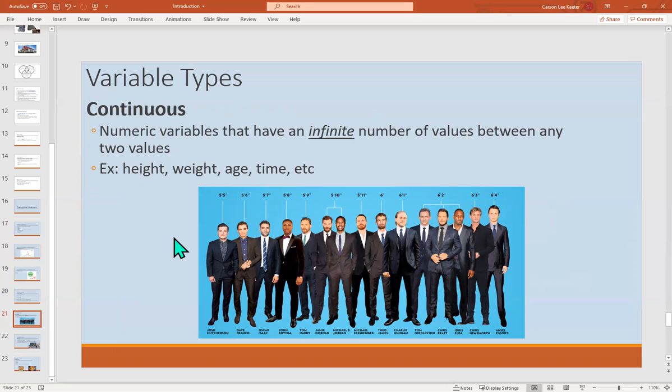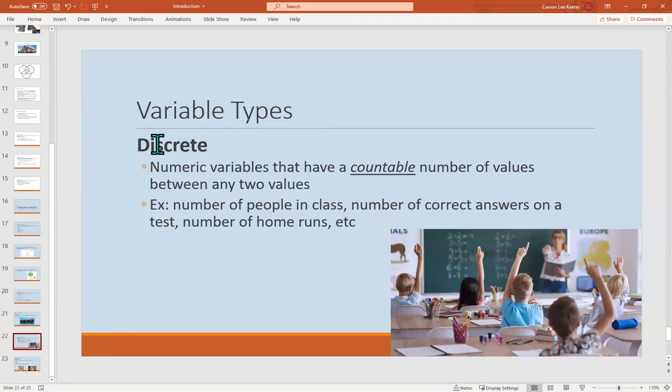We're not going to be doing too much work with time in this class because there's a whole class oriented around time series. But for now, this is the most frequent use of continuous variables that we'll see. Okay, the next one is discrete.